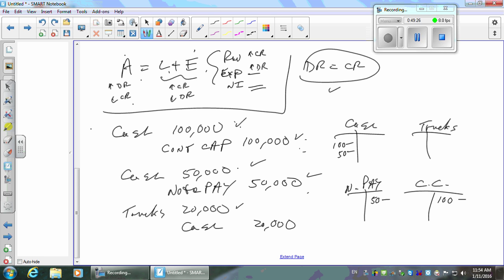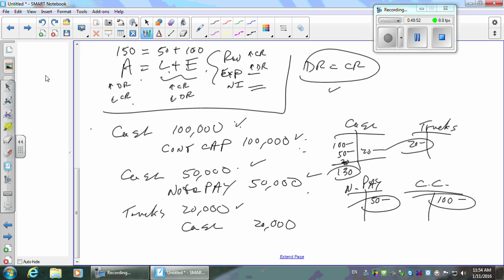Then what? Trucks go up by 20. Whoops. Trucks go up by 20, and cash goes down by 20. How much cash? Somebody said it. How much was it? It's 130, isn't it? What do I have in assets? 130 cash plus 20 trucks is 150, don't I? This is 150 now, isn't it? Debits. What do I have in liabilities? 50. What do I have in equity? 100. Of course, it stays in balance.